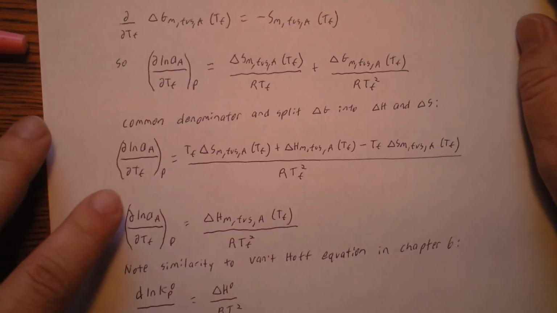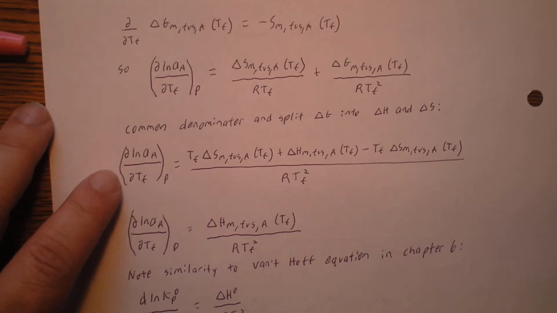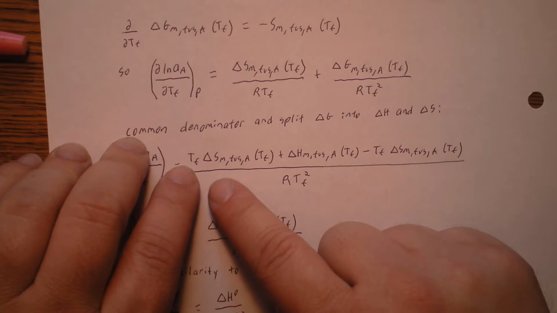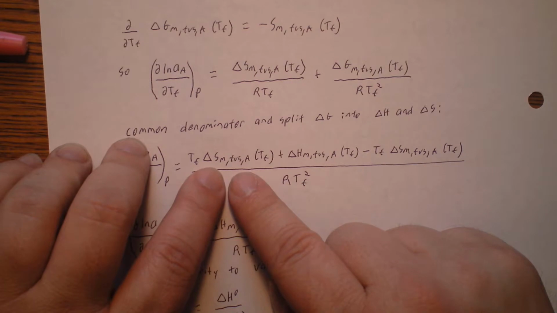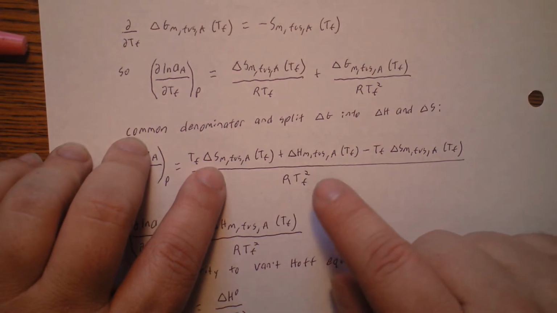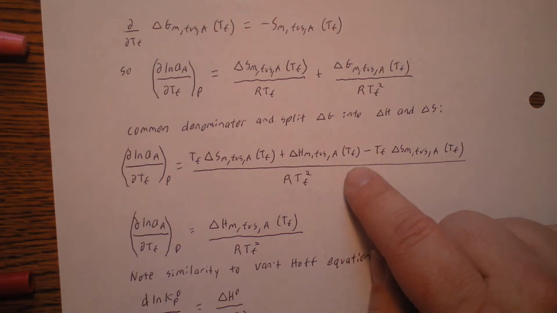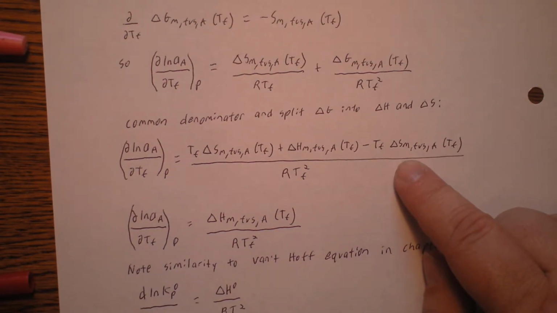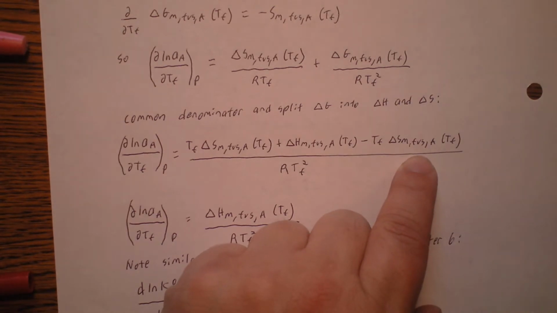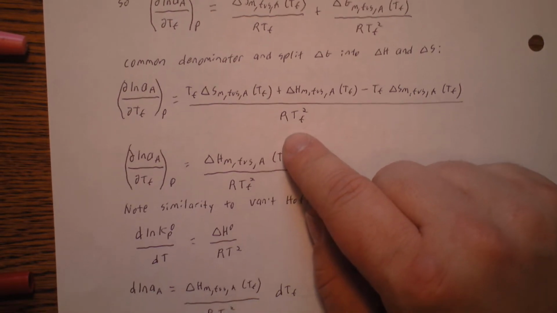So we rewrite it. The partial derivative of the natural log of the activity of A with respect to the temperature of freezing, holding pressure constant still, is equal to this quantity here: the temperature of freezing times the molar change in entropy of fusion of substance A at the freezing point temperature, plus the change in molar enthalpy of fusion of substance A at the freezing point temperature, minus the temperature of freezing times the change in the molar entropy of fusion of substance A at the temperature of freezing, all over R times the temperature of freezing squared.